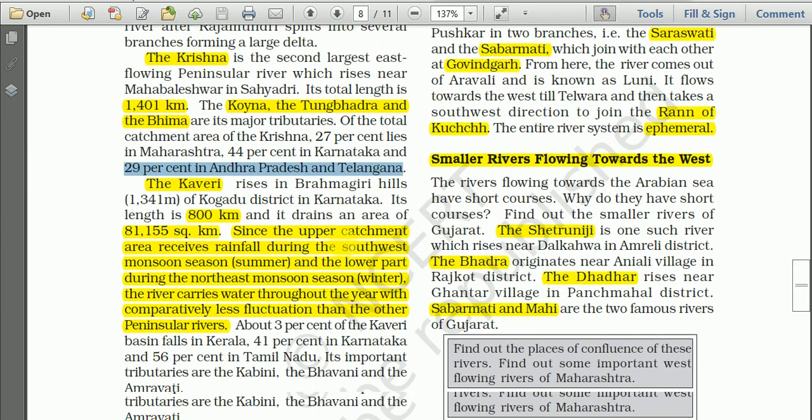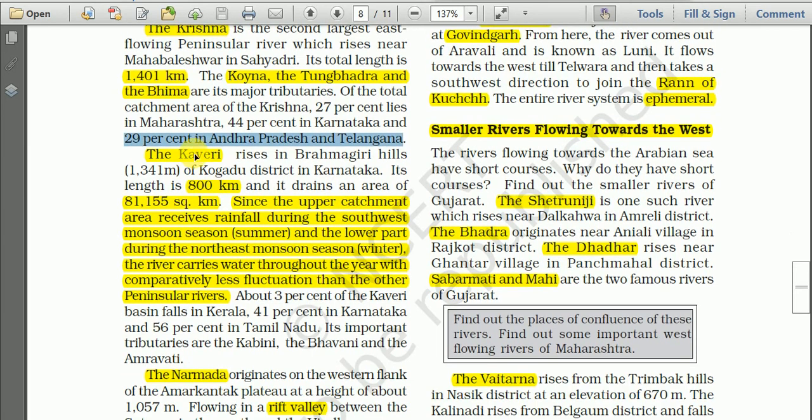Next we have the Kaveri River. The Kaveri rises in the Brahmagiri Hills, at an altitude of 1,341 meters, of Kodagu district in Karnataka.